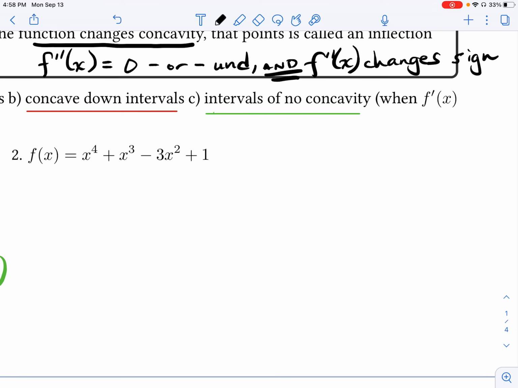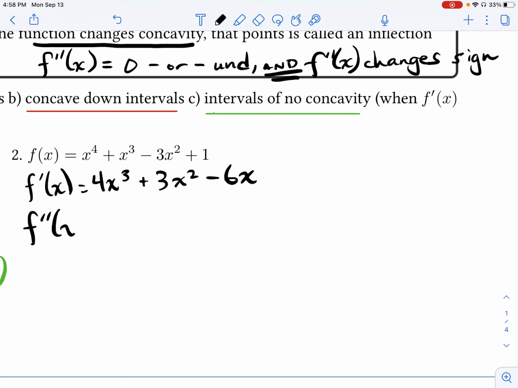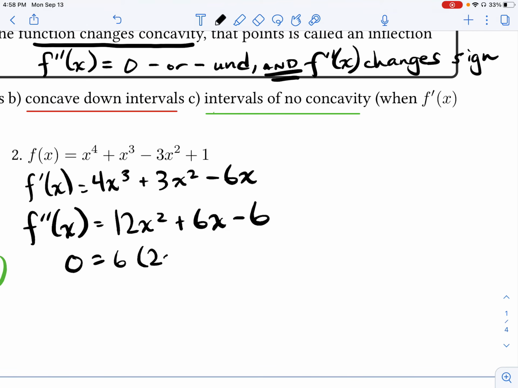So we're going to say the following. f prime of x, our derivative, is 4x cubed plus 3x squared minus 6x. This second derivative then is 12x squared plus 6x minus 6. So we're now going to set our second derivative equal to 0. Factor out that 6, so we get 6 times (2x squared plus x minus 1), and this would be (2x minus 1)(x plus 1).